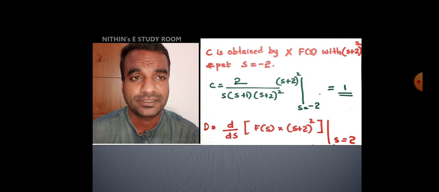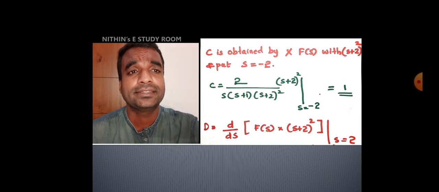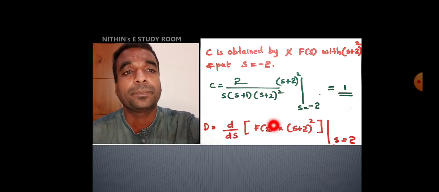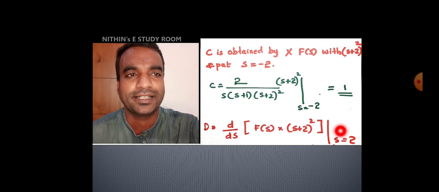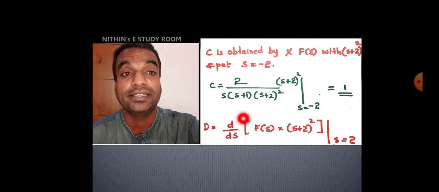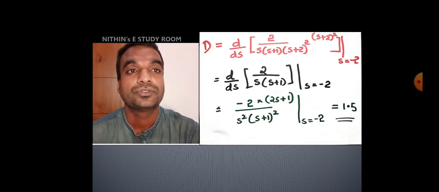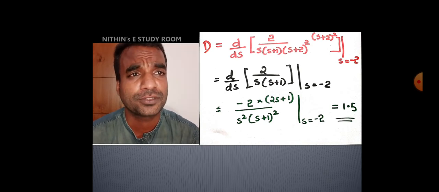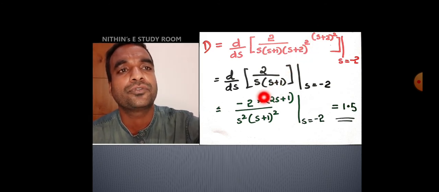Now the step where a small change we have to consider is only for D. D is differentiation of the step that we applied for C. This is the same step what we have done for C. F of s into s plus 2 square, where s is equal to minus 2. Please put a minus here. S is equal to minus 2. So D is equal to differential of that step. So d by ds of 2 into s plus 1 into s plus 2 square into s plus 2 square. So these s plus 2 square and s plus 2 square will get cancelled. So d by ds of 2 by s into s plus 1 at s is equal to minus 2.